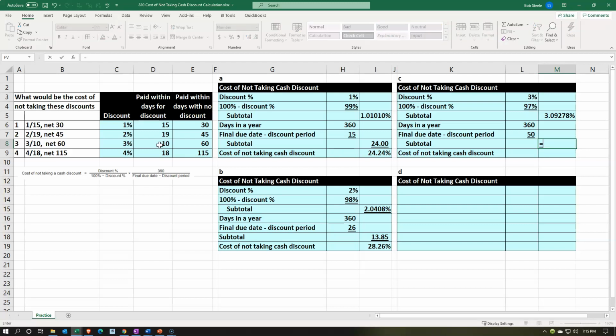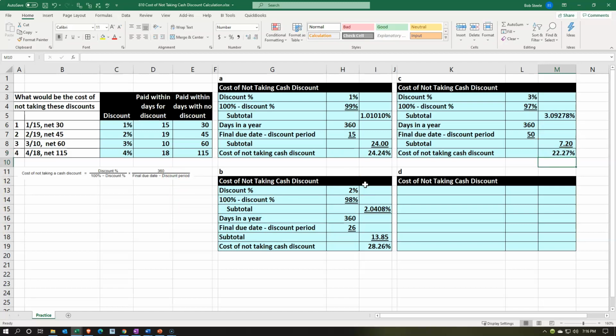If we then divide this out, we got the 360 divided by 50 days. We got the 7.2 about. Then we'll multiply this out. So that's the second half of our calculation. So we'll multiply this out. This is going to be this number times this number.